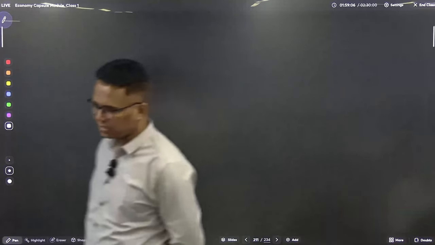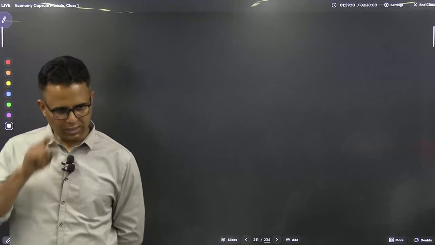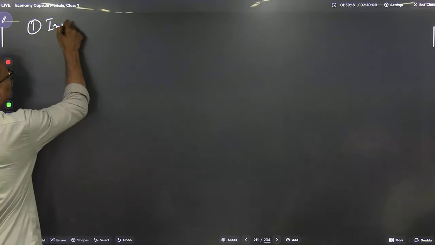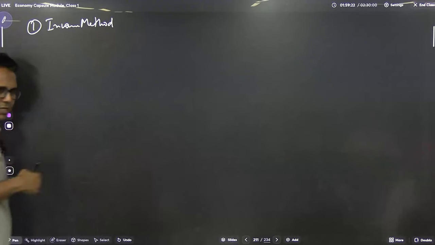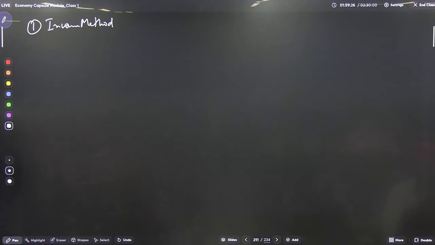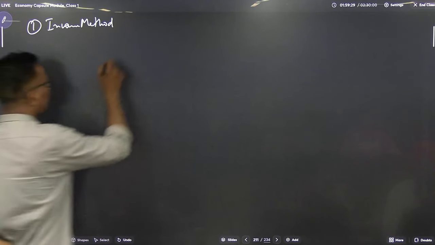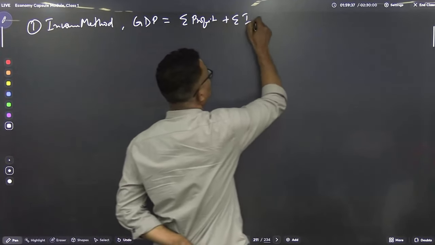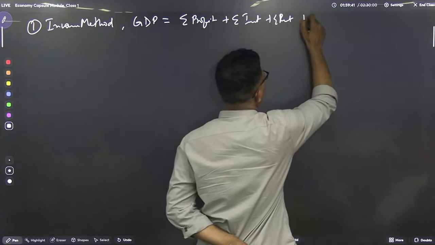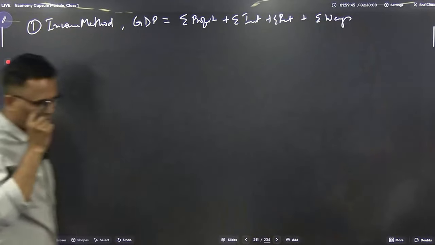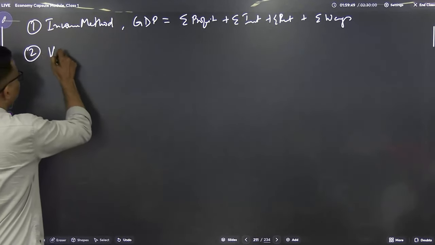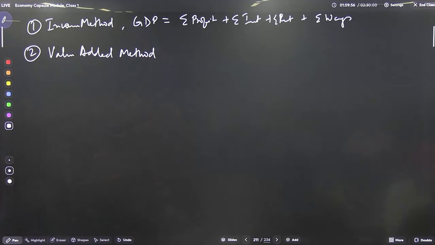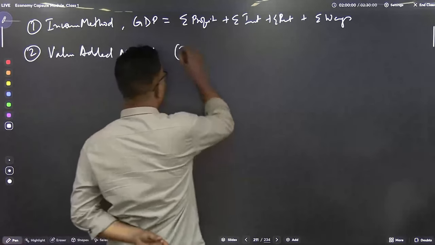So, GDP is the final value of goods and services produced in the economy. Right? So, there are three methods. Income method: we have already done it, profit, interest, rent, and wages. Income method, how we calculate GDP? Sum of profit of all companies plus interest plus rent plus wages. Then second is value added method. And third is expenditure method.